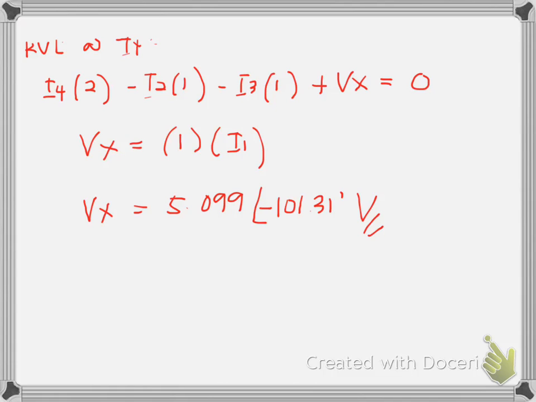Be aware that Vx or Vo is a source that is dependent to the voltage drop of the 1 ohm resistor, and since we already solved for I1, therefore we could solve for Vx, and so Vx is equal to 1 ohm times I1, which is equal to 5.099 angle negative 101.31. And now to complete this KVL equation, the result would be I4 is equal to 2.915 angle 59.036 amperes.